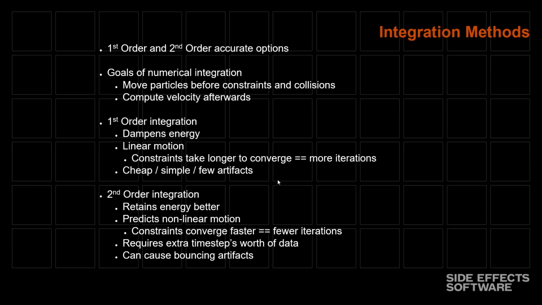So we lose less energy, and we will converge faster, which means we can get away with fewer iterations. The downsides are it requires storing that extra time step's worth of position and velocity data, and it can, in some situations, cause bouncing artifacts, particularly with collisions. I want to demonstrate that and talk about how we can get around those problems.